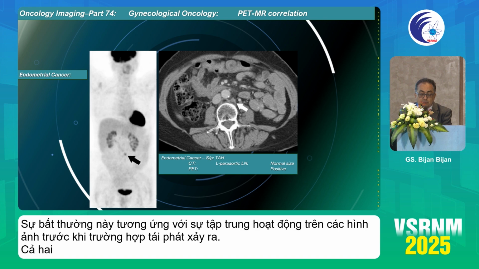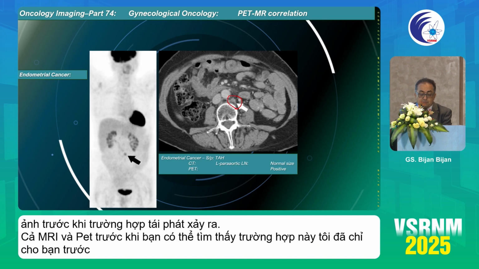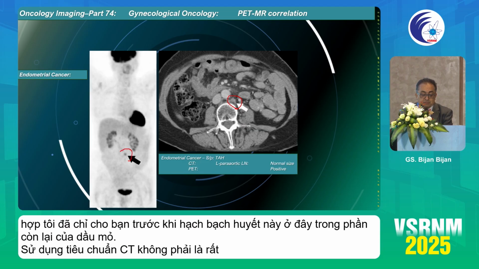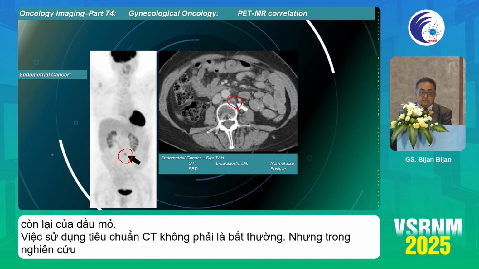This is the case that I showed you before. This lymph node here in the retroperitoneum, using CT criteria, is not very abnormal, but on the FDG study it shows activity, therefore it is abnormal.